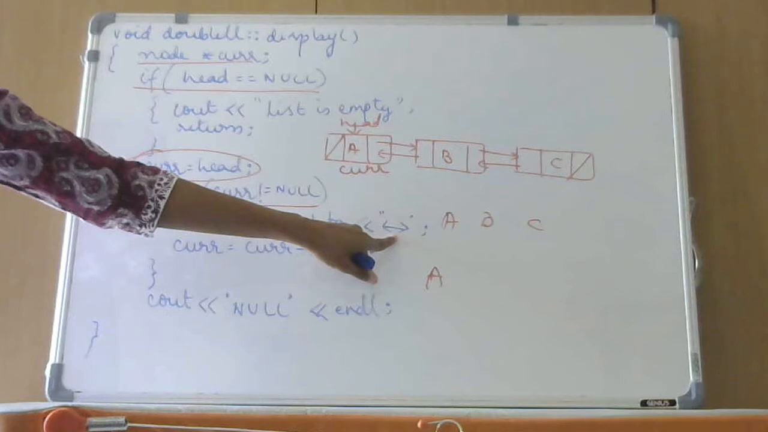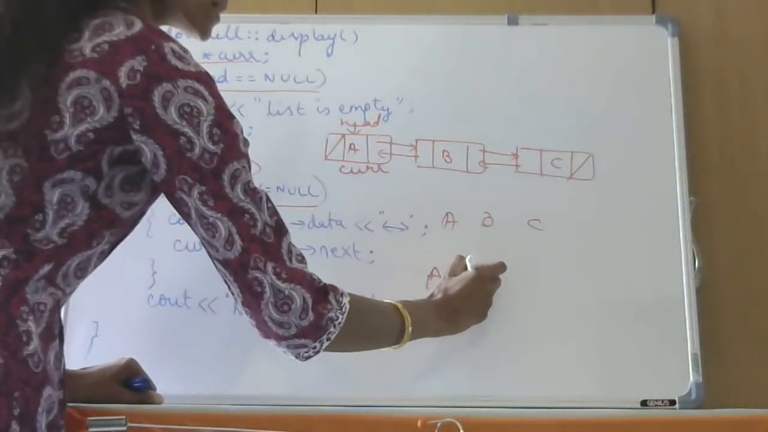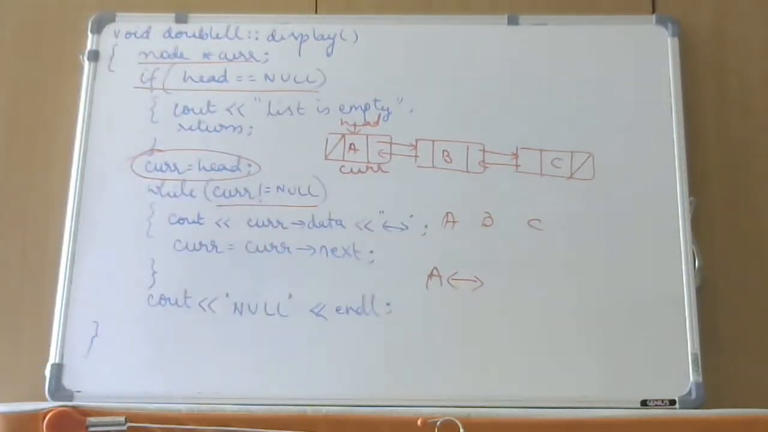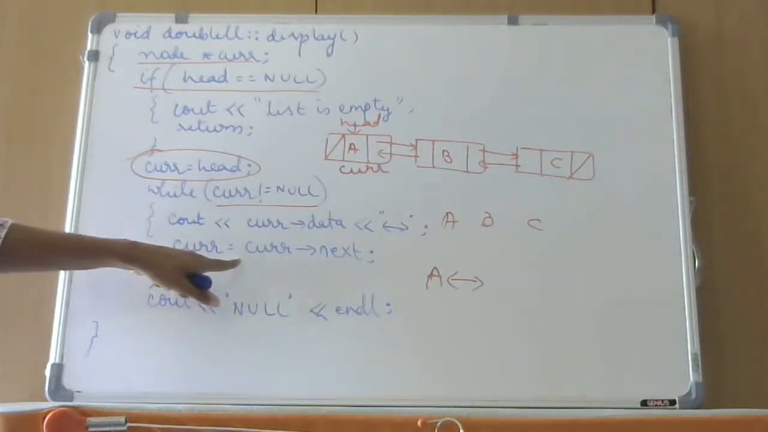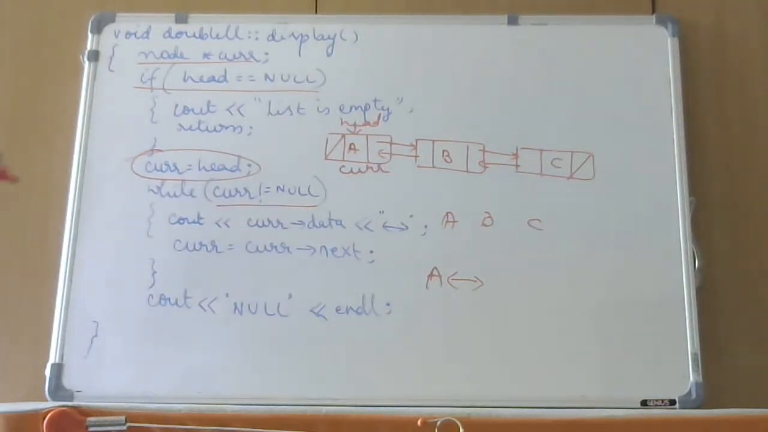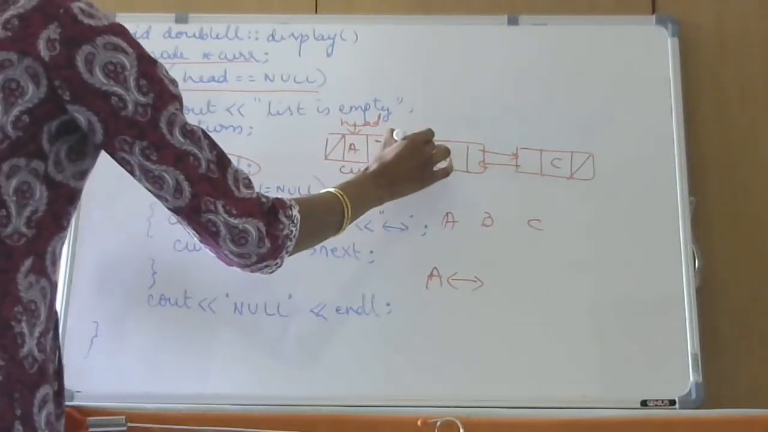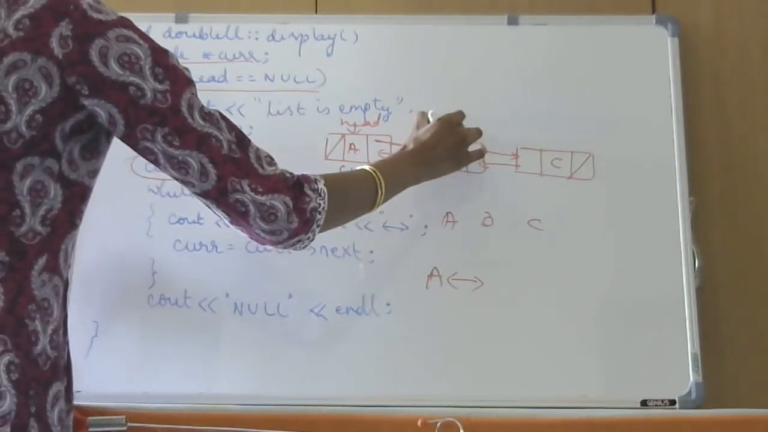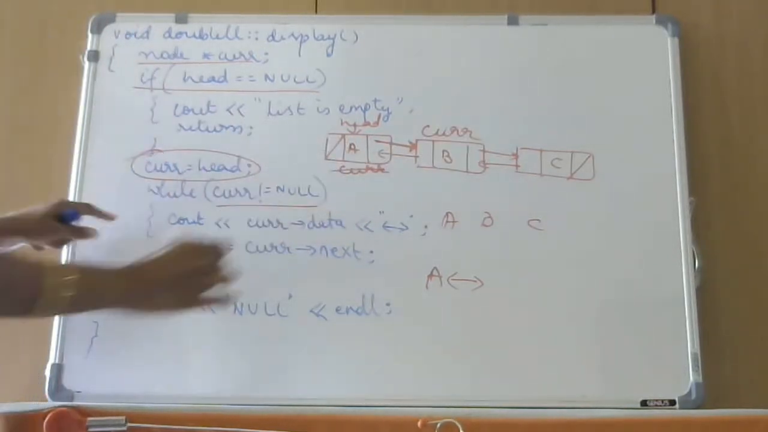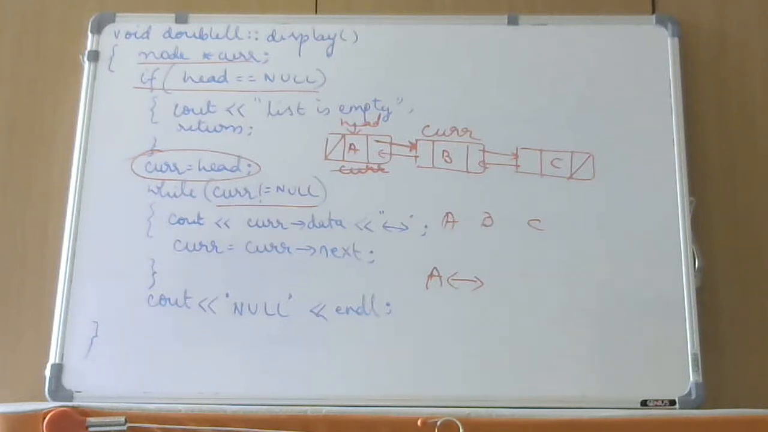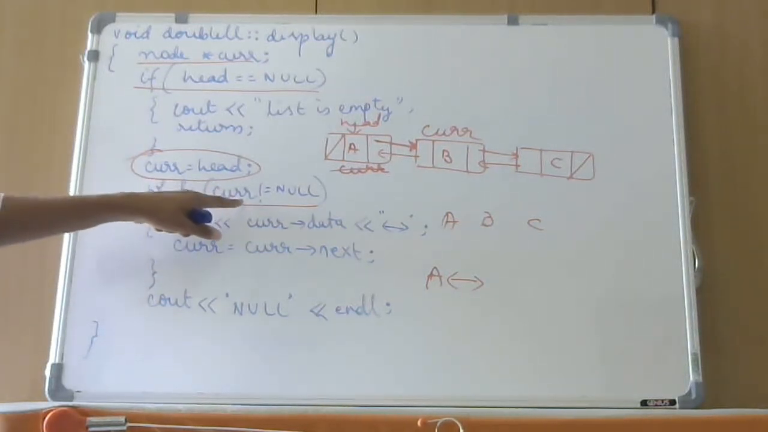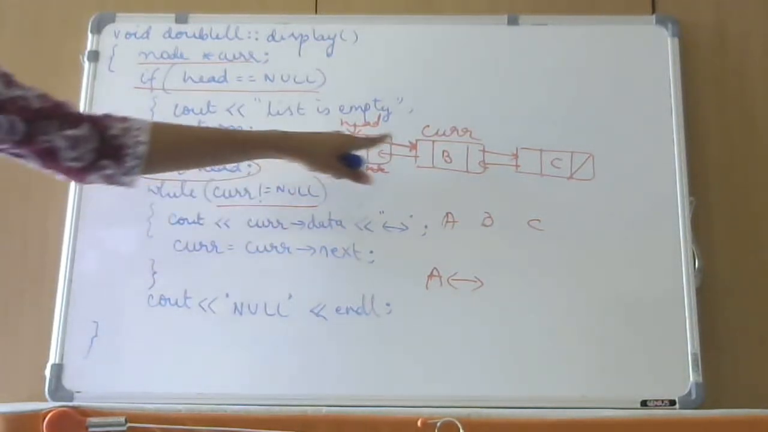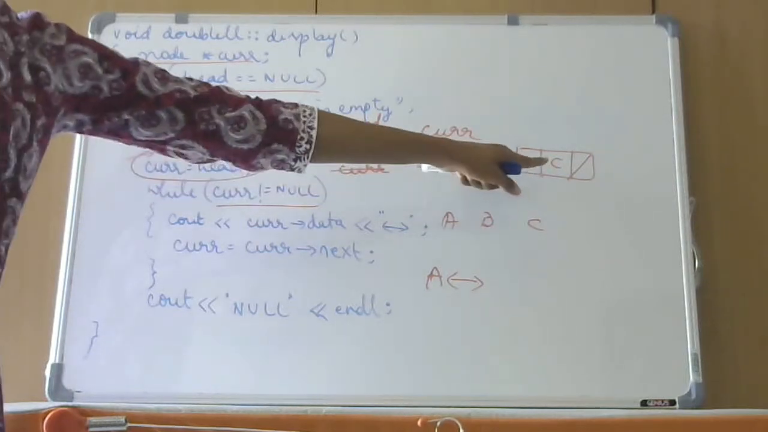Next, I want to display this double arrow so that it gives an indication of a doubly linked list. Next, current is equal to current of next. This is my current. Current of next, where is it pointing? It is pointing to B. So this will become the new current. Now again I go back: while current is not equal to null. Is current equal to null? No, it is pointing to B.